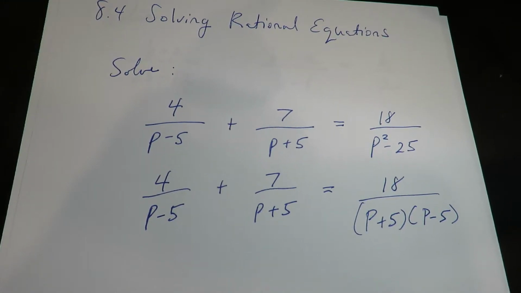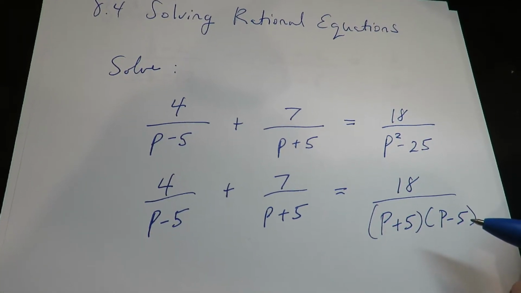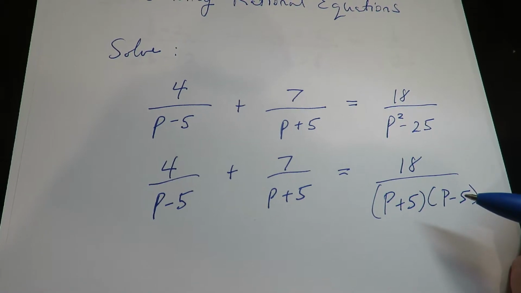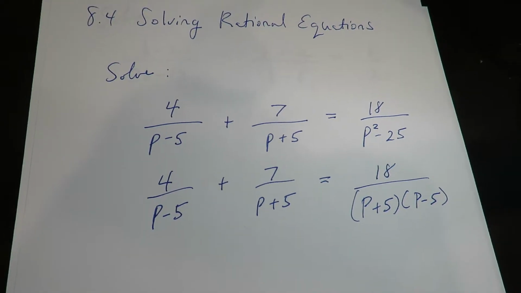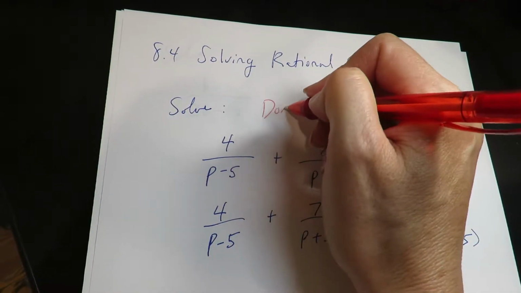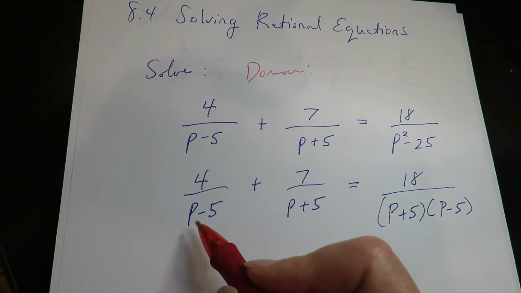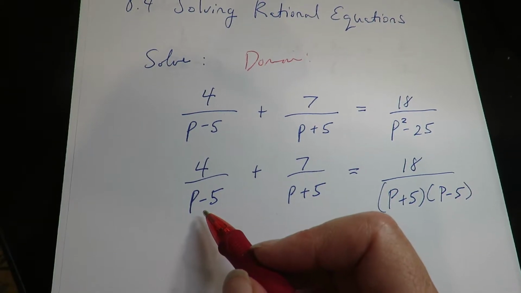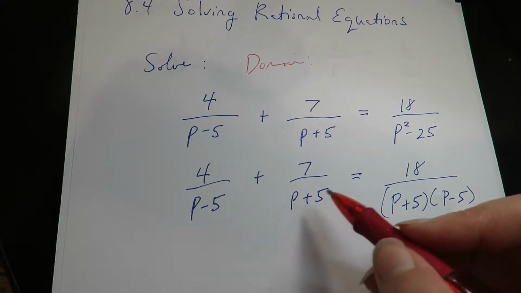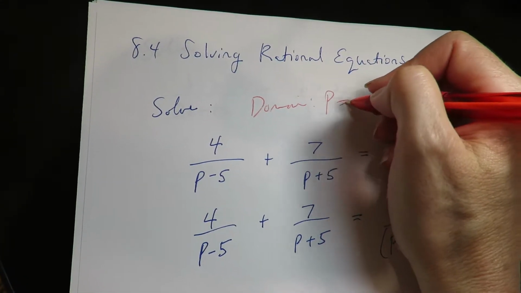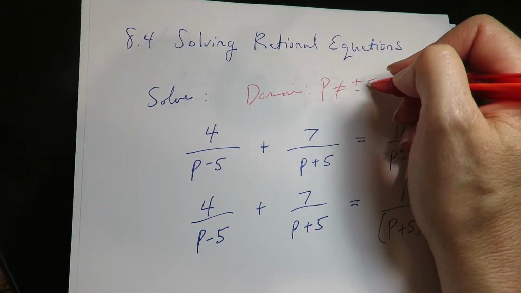Now this step I'm going to do right now, you're going to forget to do here and there, but please try to remember to do it. It is important. You have to figure out what the domain of this problem is. So for instance, remember you can't divide by 0, which means that p can't be 5 or negative 5. So p cannot be positive or negative 5.